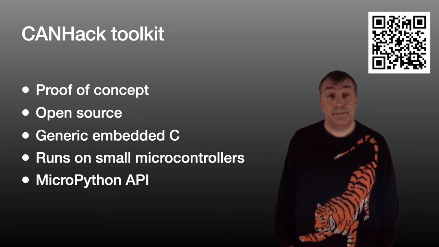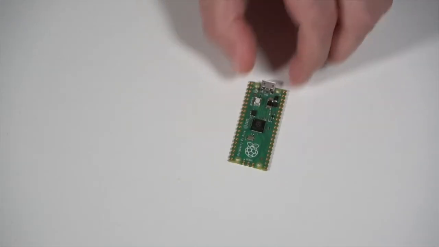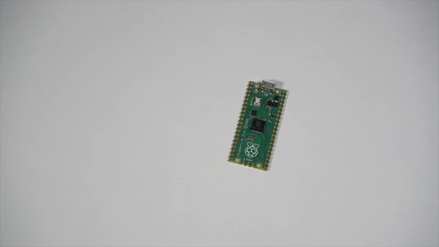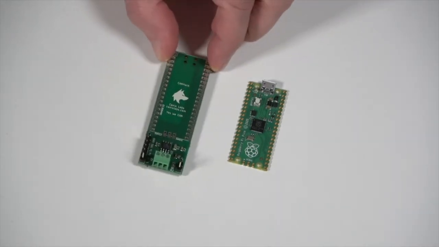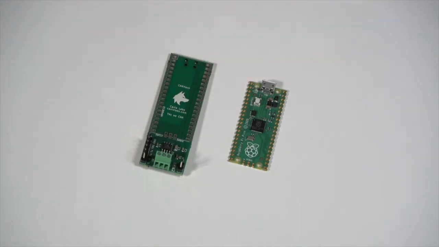Let me show you. This is a Raspberry Pi Pico board. It's a tiny little board sold for $4 and contains an RP2040 microcontroller that has two ARM Cortex M0 CPUs. The Pico is soldered down onto this, a CAN Hack carrier board. This contains a CAN transceiver wired to a couple of GPIO ports. Custom MicroPython firmware for the Pico contains our CAN Hack toolkit so that attacks can be scripted in Python.